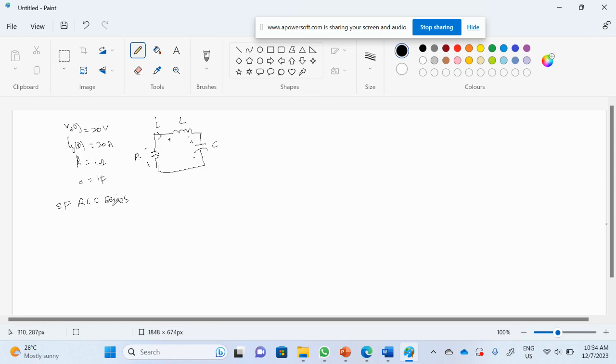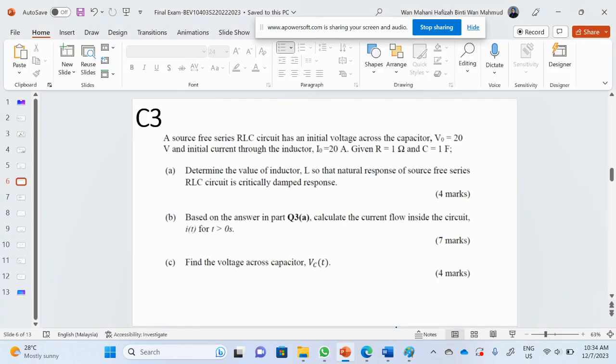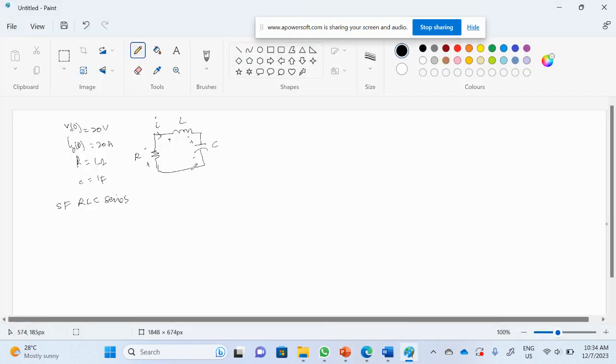Sekarang ni value R dan C diberi, value L tak diberi. And soalan dia, dia dah terbalik sikit. Kalau sebelum ni kita cari respons dia jenis apa, sekarang ni dia mention determine the value of L so that natural response of source free series RLC circuit is critically damped response. So, you kena faham lah, bila kita sebut critically damped ni apa? Alpha akan sama dengan omega naught.